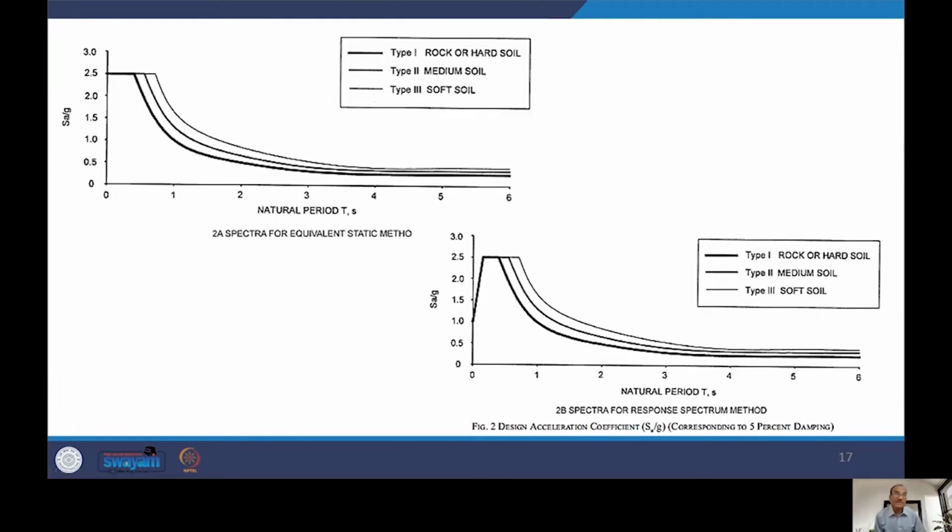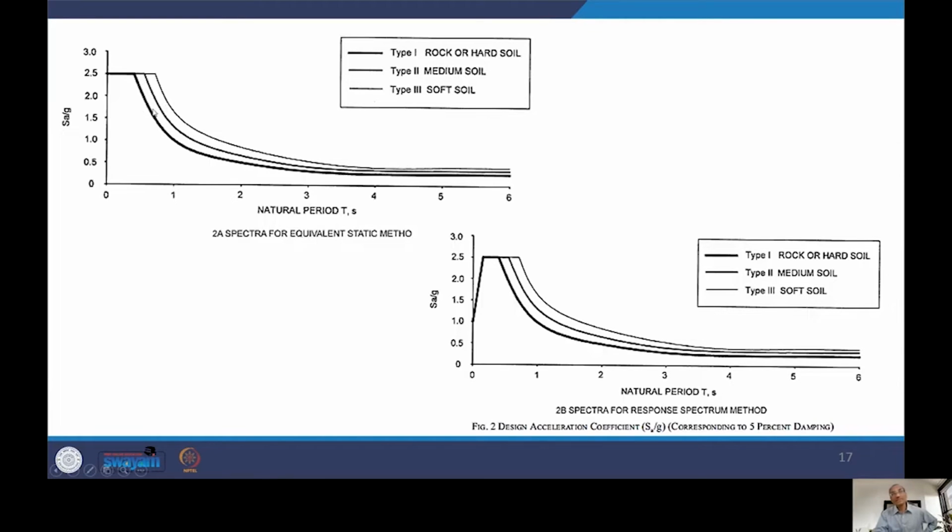There are 2 methods suggested by IS 1893 for the response spectrum. One is called the spectrum for the equivalent static method, which is shown here, and another is the design acceleration coefficient Sa by g, which corresponds to 5% damping. So both have the same damping in the system. Both are plotted against natural period, and both determine the value of Sa by g. Now, what is the difference between these two?